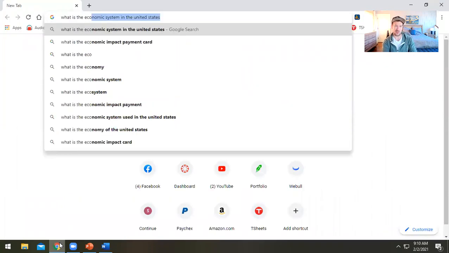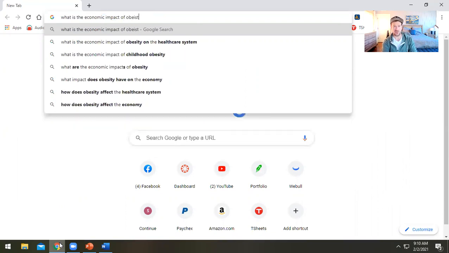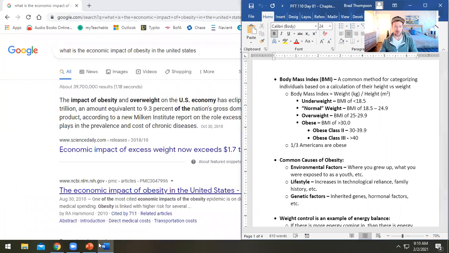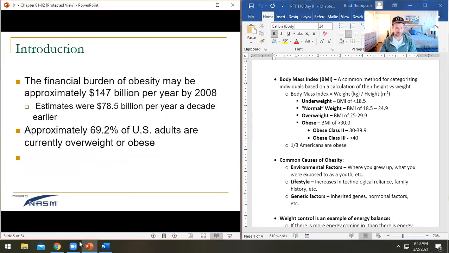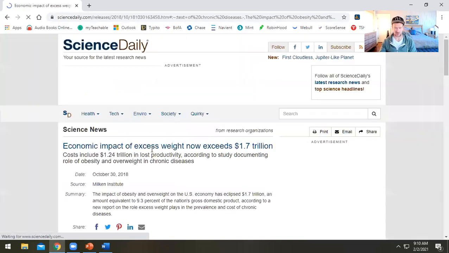What is the economic impact of obesity in the United States? Okay, well, that's saying 1.7 trillion. There is absolutely no way it has gone up from 147 billion. That would be an increase of literally 10 times as much. Not that I'm saying that's wrong. I'm just saying we're probably looking at different versions of this statistic here.